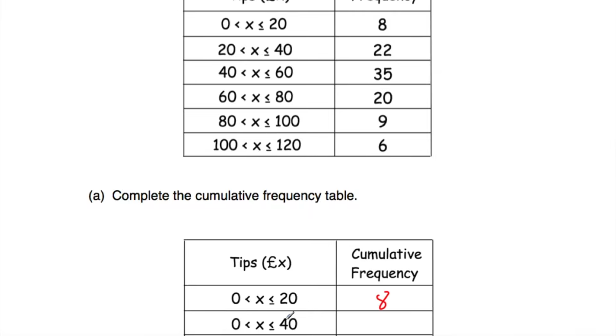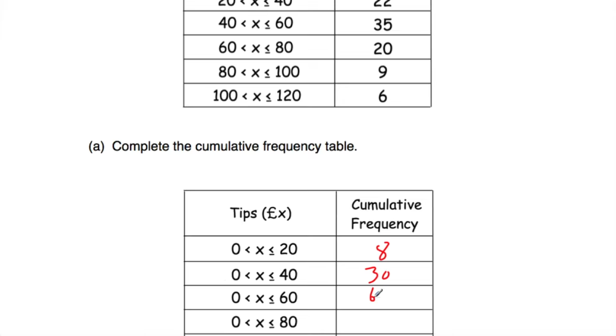Okay, now between 0 and £40, well, we'd add together the 8 that were less than £20 and the 22 that were between 20 and 40 to find that out. So we're going to do 8 plus 22. That's equal to 30. So we're just adding together these frequencies. Let's add on the next frequency. So that will be equal to 65. So the next one will be 65.